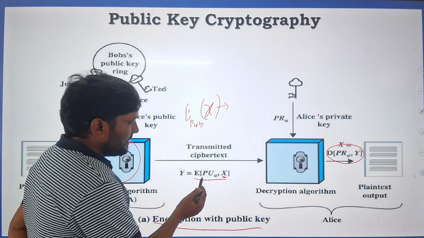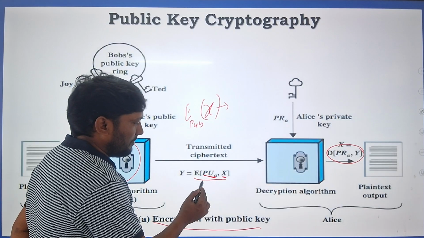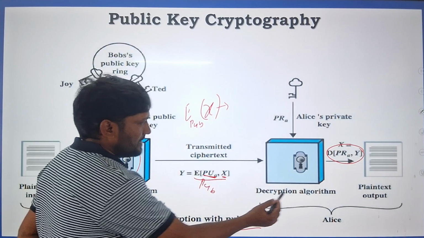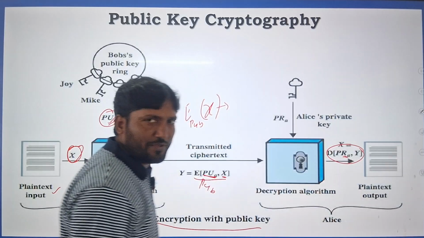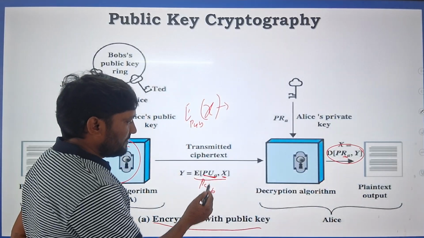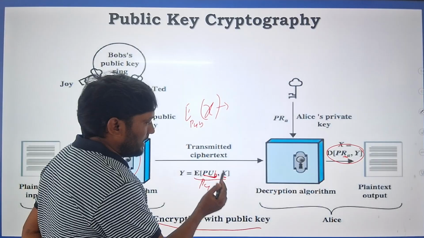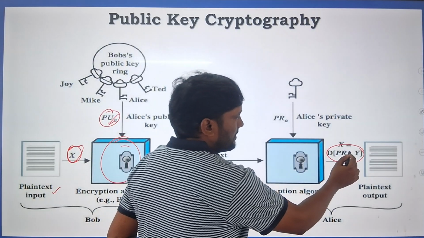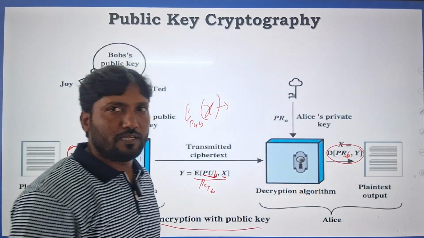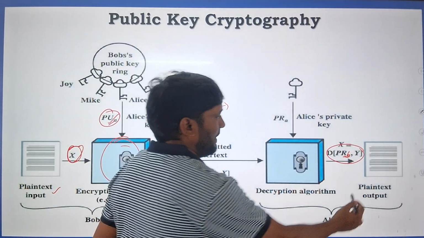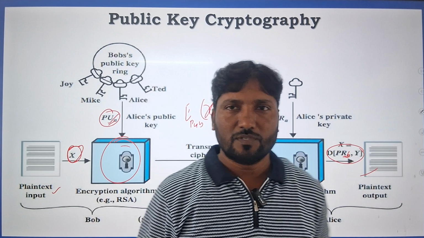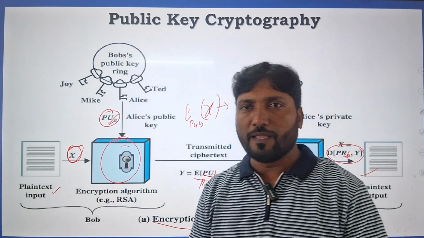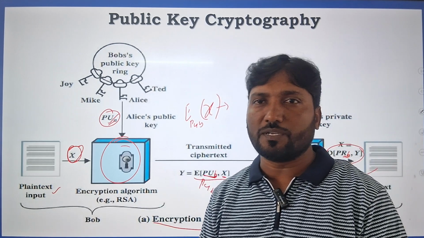If the data is encrypted by using the public key of A, then it is decrypted by using the private key of A only. If the data is encrypted by using the public key of B, then it is decrypted by using the private key of B only. Then only the plain text can be generated. This is how we can use the public key for encryption.